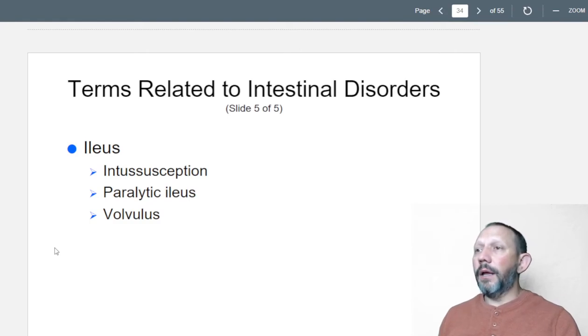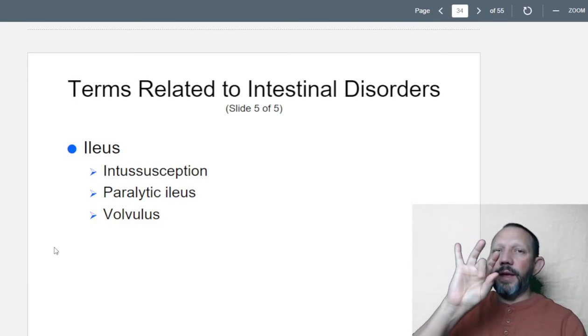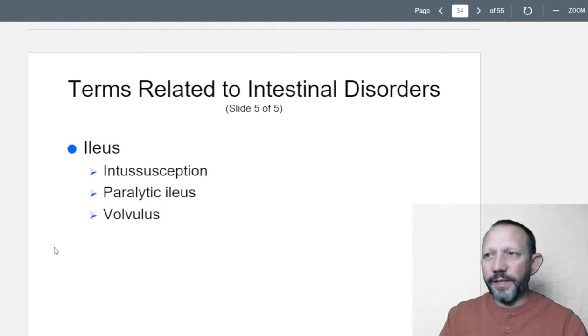Okay, ileus. Ileus is the second part of the small intestine. Remember, we have the stomach, duodenum, right? And then we have jejunum, and then ileum is the last part of the small intestine.